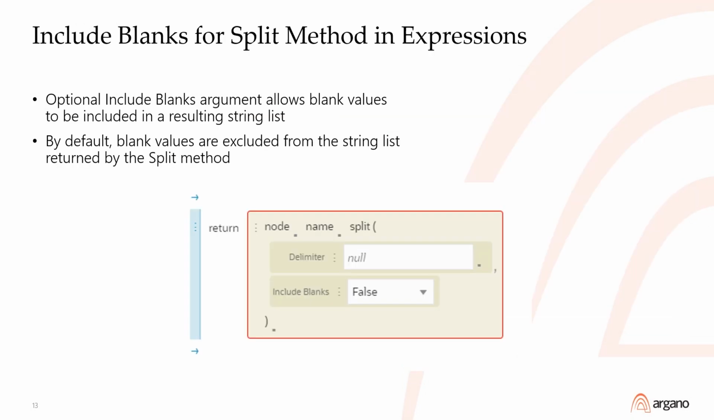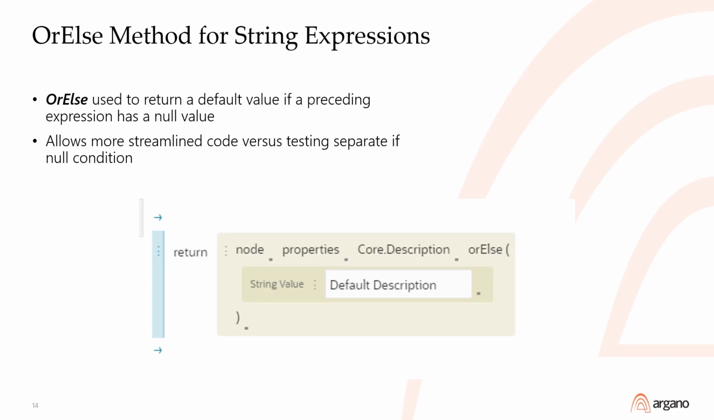The split method for string data types in expressions provides an optional include blanks argument, which allows blank values to be included in the resulting string list. By default, blank values are excluded from the string list returned by the split method. The OrElse method can be used with string data types to return a default value if a preceding expression has a null value. This method may be used as a substitute for separate if-else statements, which check for a null value, resulting in simpler expression logic.